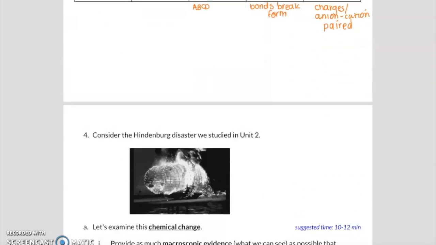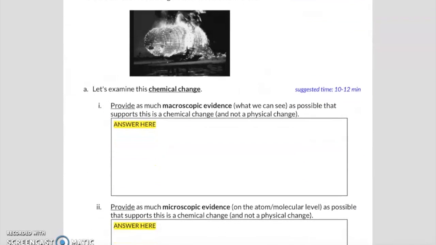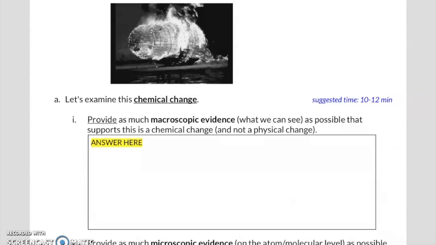Moving on to question 4. Question 4 is a throwback to the Hindenburg disaster that we focused on in Unit 2. We are told that the Hindenburg is a chemical change. Another way of saying this is it is a chemical reaction.